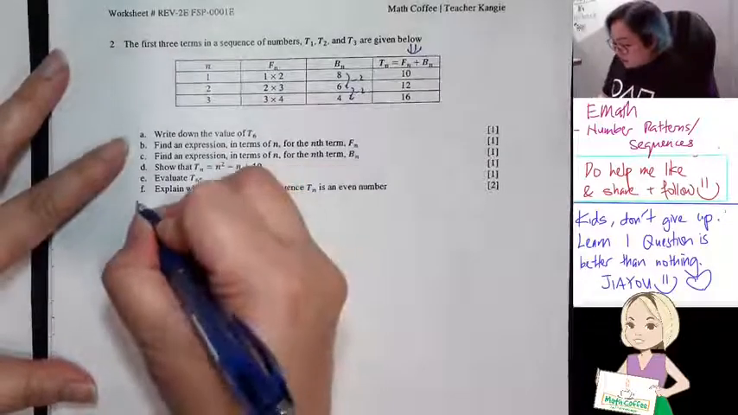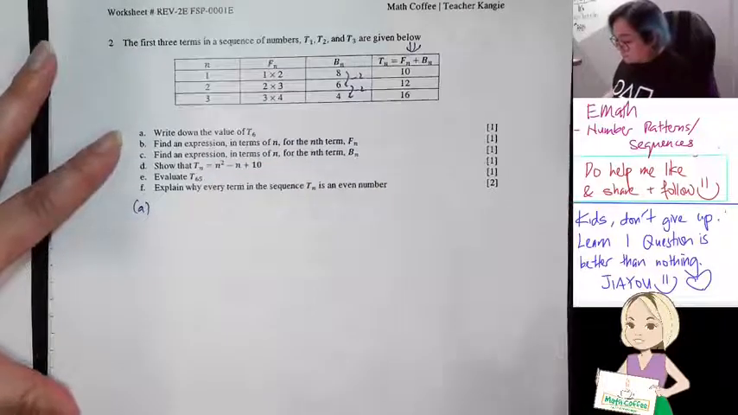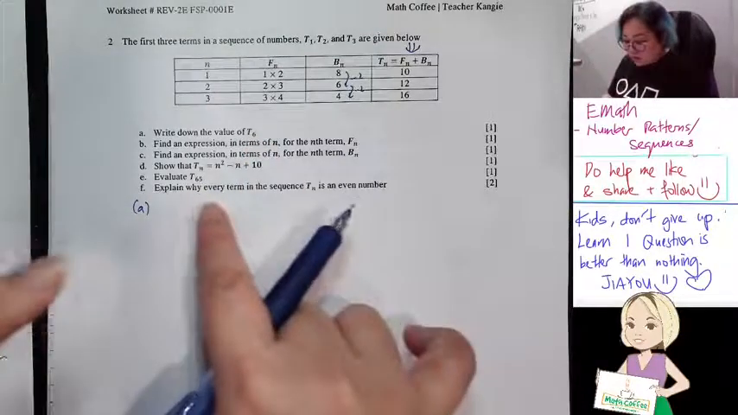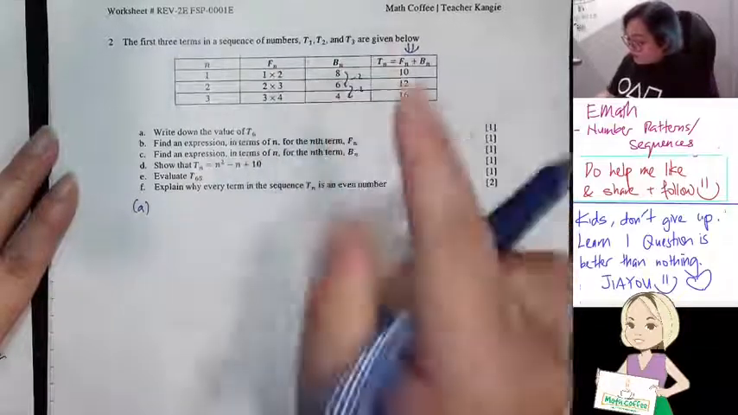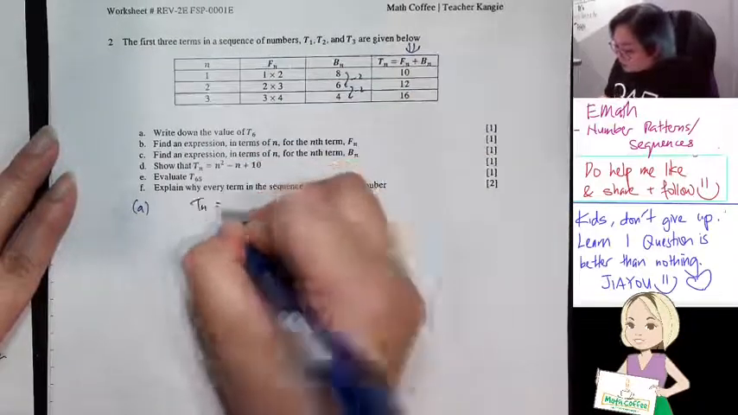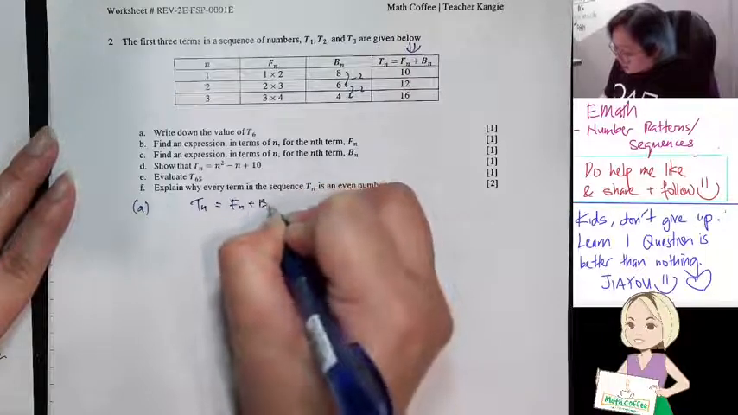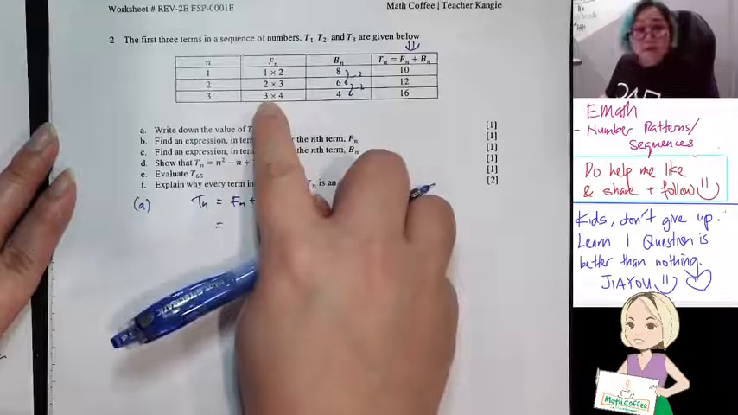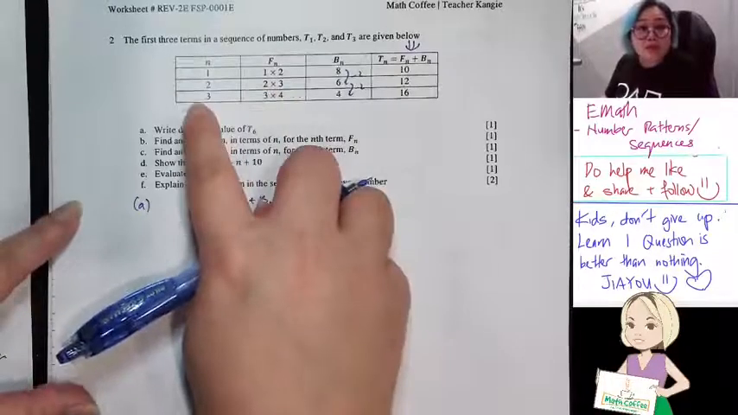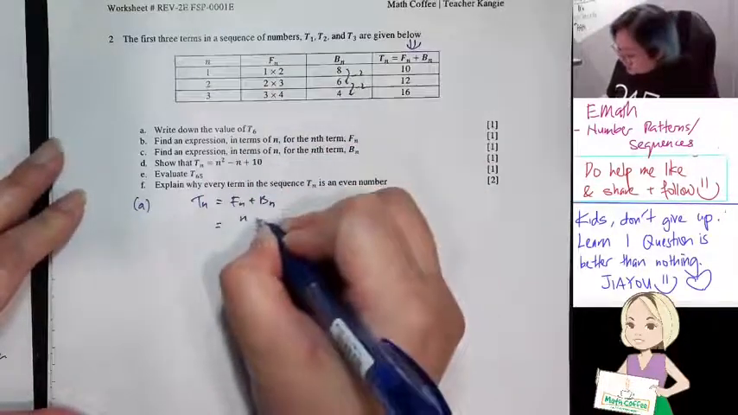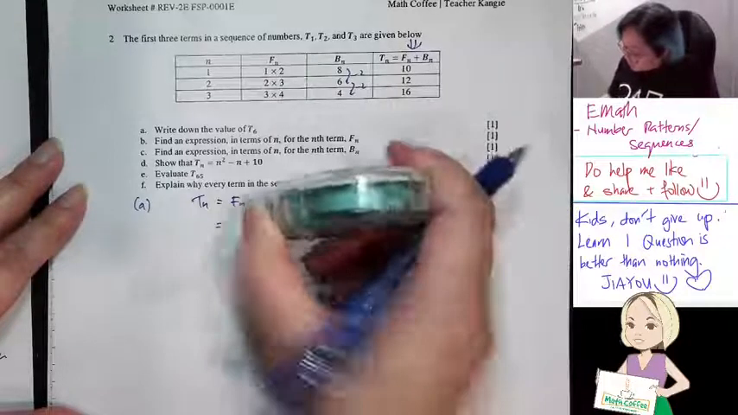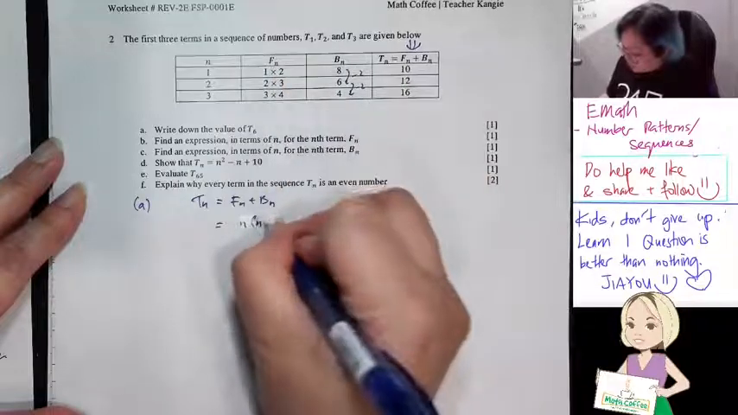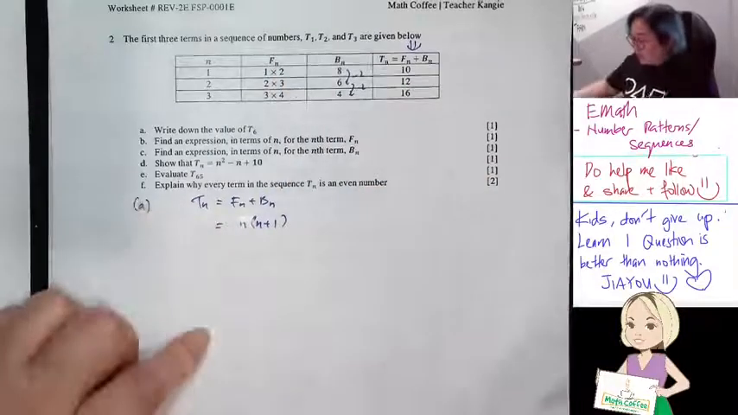So let's do our part A. They want T6. Let's do our formula for Fn and Bn. My Tn is equal to Fn plus Bn. Let's take a look at my Fn. My Fn, first numbers are 1, 2, 3. It actually follows the n. So it's actually just n multiplied by n plus 1. This is for the Fn, this part.